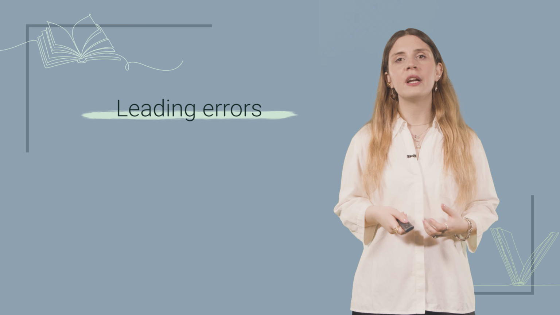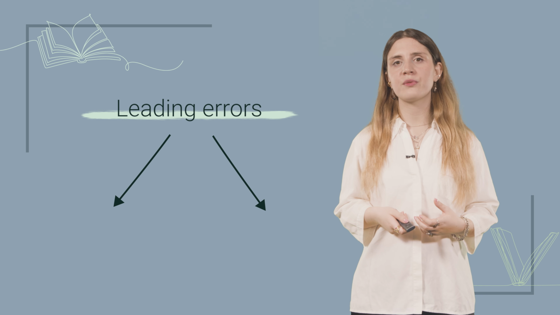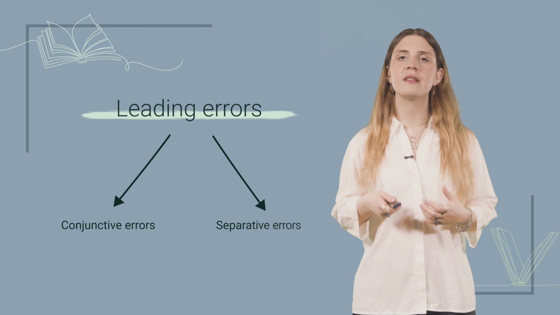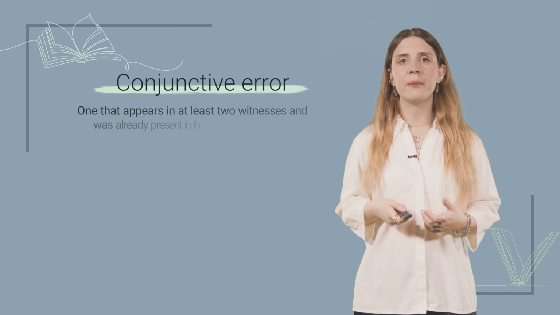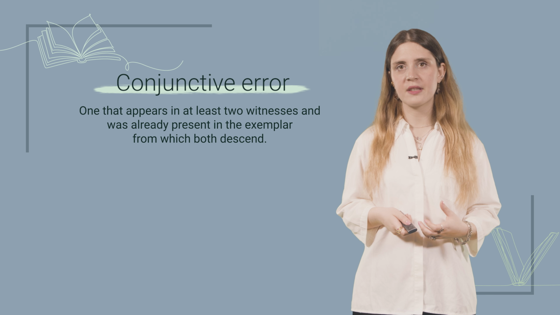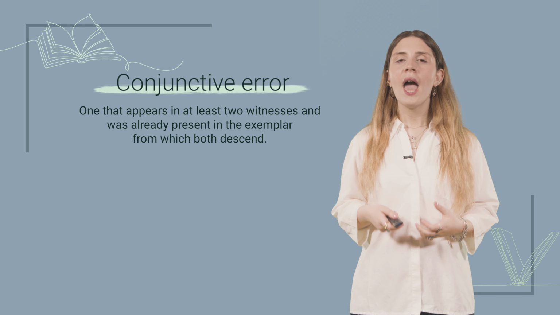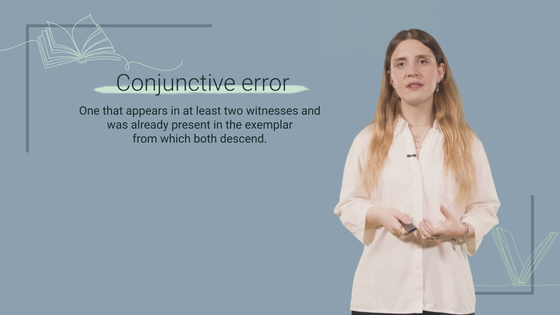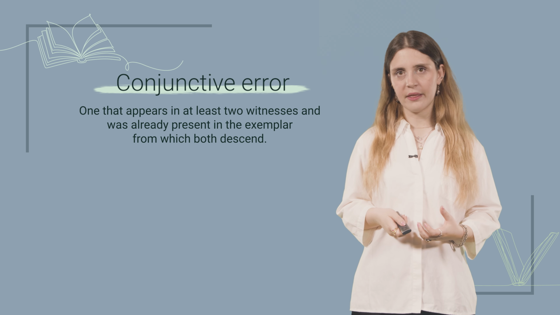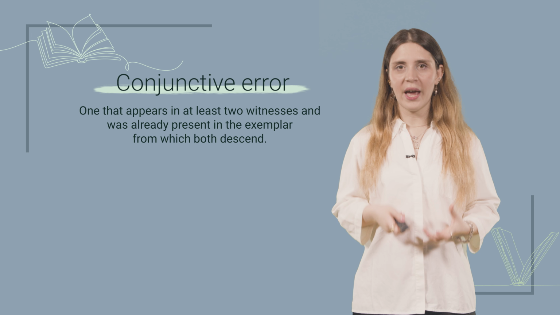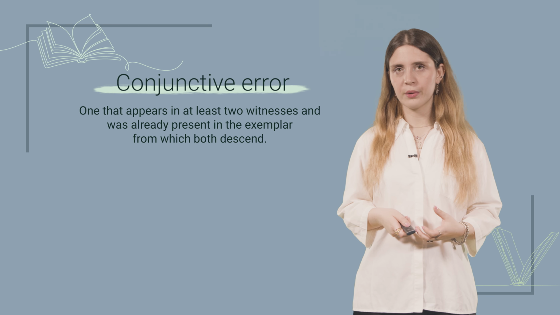Leading errors are generally divided into two main categories based on the role they play in textual analysis: conjunctive errors and separative errors. A conjunctive error is one that appears in at least two witnesses and was already present in the exemplar from which both descend. In other words, if multiple witnesses share the same inherent error, it means they are textually related. They did not originate independently, but instead descend from a common source that contained the error.